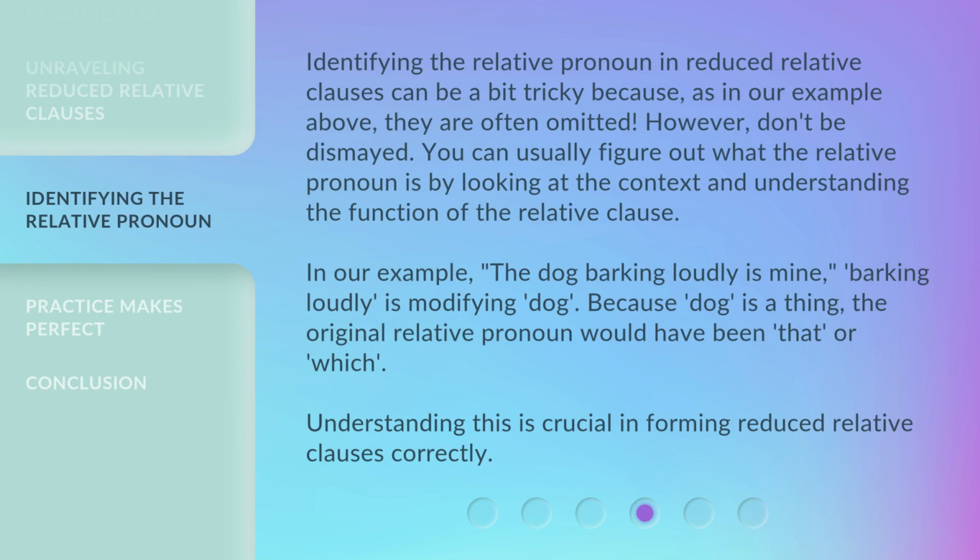Identifying the relative pronoun in reduced relative clauses can be a bit tricky because, as in our example above, they are often omitted. However, don't be dismayed. You can usually figure out what the relative pronoun is by looking at the context and understanding the function of the relative clause. In our example, "The dog barking loudly is mine." Barking loudly is modifying dog. Because dog is a thing, the original relative pronoun would have been that or which. Understanding this is crucial in forming reduced relative clauses correctly.